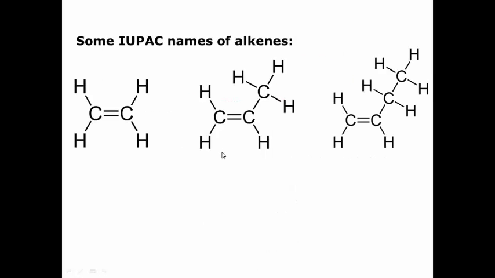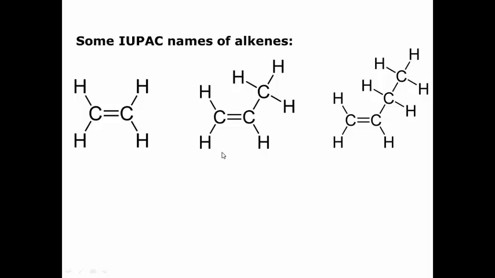So how do you name the alkene? In this case, the root name is still using the same methodology. So you're trying to find the longest continuous chain of carbons, but this time you're trying to find the longest chain of continuous carbons that also includes the double bond. Now in this case, for the first structure, it's straightforward. There's only 2 carbons, so the root name is eth.